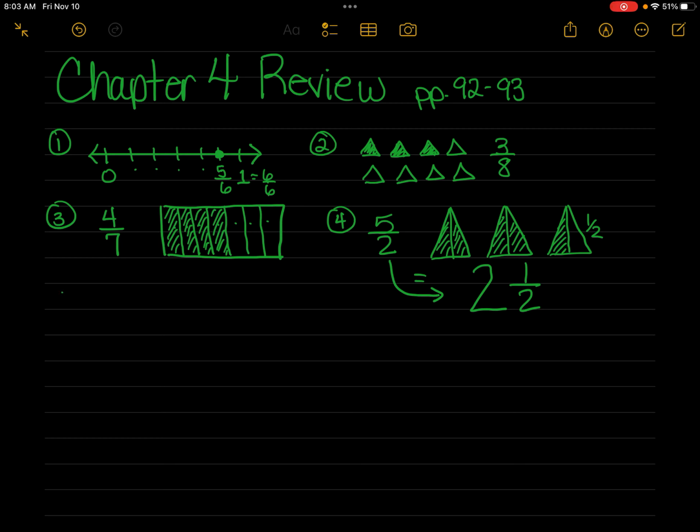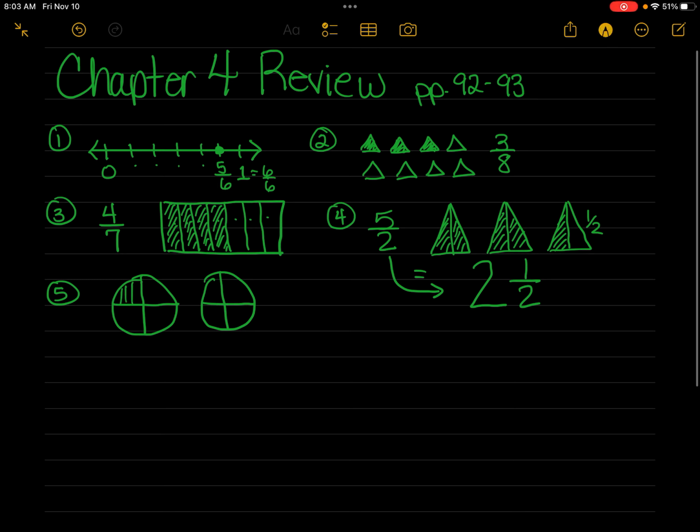Okay, number 5 says a circle to represent 7/4. So this time it told me circles, and it wants it split up into fourths, and they want 7 of them. Well, this is 4 of them, so I need 3 more. So there's 4 more, but we're only going to shade in 3 of those. So I want to shade in 7/4. So that's 4/4, 5/4, 6/4, 7/4.